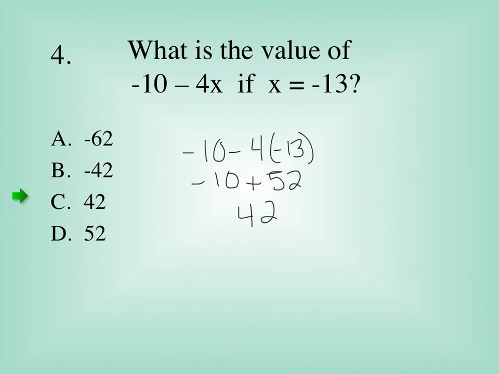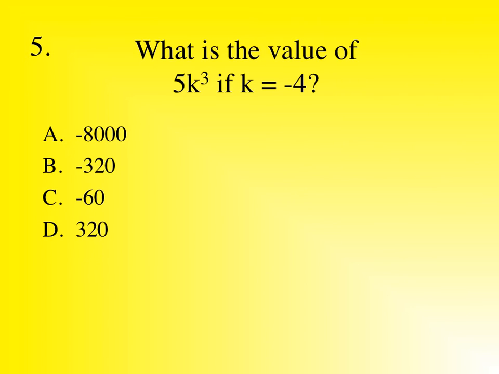Okay, your answer for number 4 should have been 42. You can check your steps up here. The big thing to be careful of here is this is technically -4 times -13, which creates that positive 52. Go ahead and try number 5 if you haven't already done so.